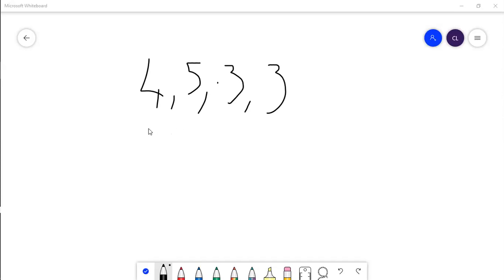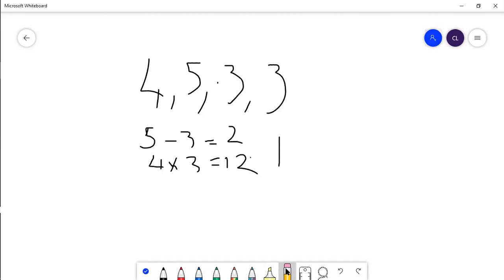I did 5 minus 3 equals 2. 5 minus 3 is equal to 2, yes. 4 times 3 equals 12. 4 times 3 is equal to 12. And 12 times 2 equals 24. 12 times 2 is equal to 24.